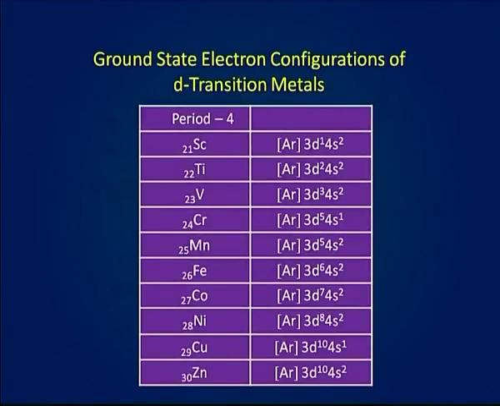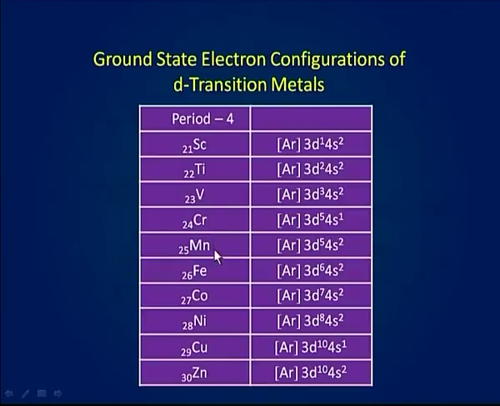Here you can see the ground state electronic configuration of d series transition metal ions. For scandium, it is 4s2 3d1. Similarly, for titanium and vanadium, it is 4s2 3d2 and 4s2 3d3 respectively. But you can see here that for atomic number 24, chromium, the electronic configuration is somewhat different. It is not 4s2 3d4, but it is 4s1 3d5.